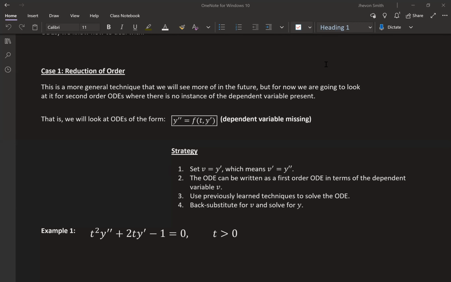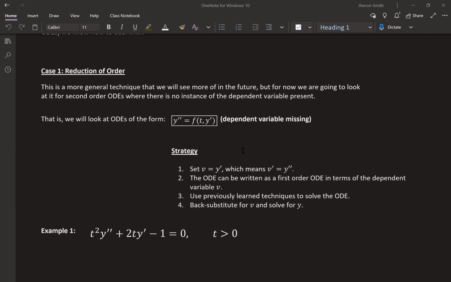So here's one case. This is a case in which there's a method called reduction of order that can work. This is when you have a second order ODE, and the form can look like whatever. However, it's in a situation where the dependent variable is missing. Remember, the independent variable here is t, that's our input. The dependent variable here is y, and then we have the first derivative and the second derivative. Once the second derivative is the highest derivative visually present, we call it a second order ODE.